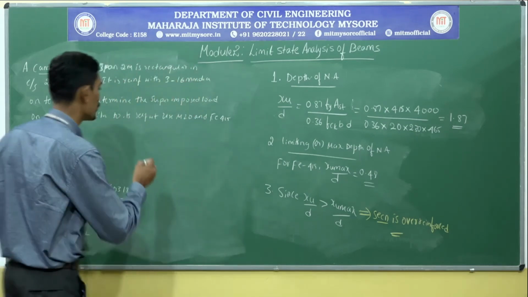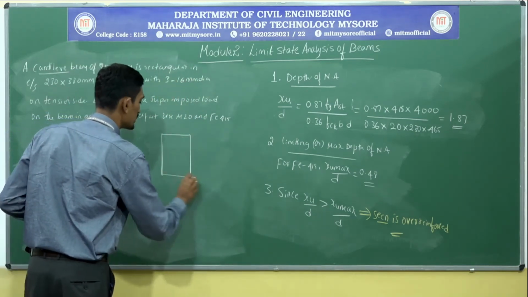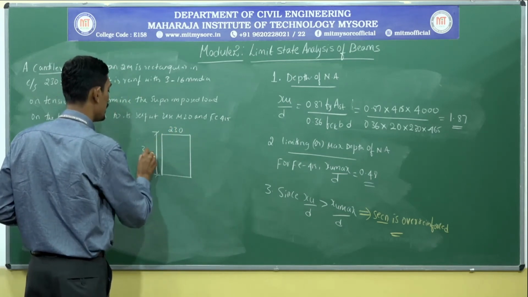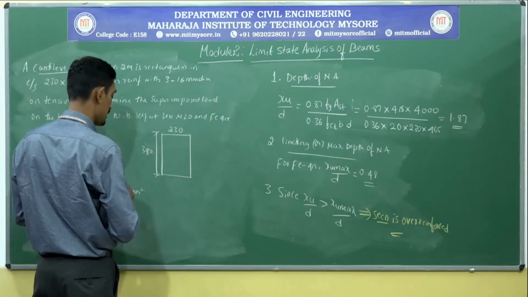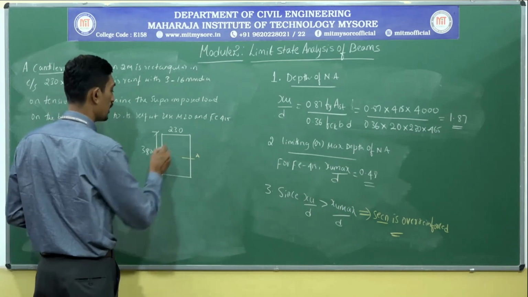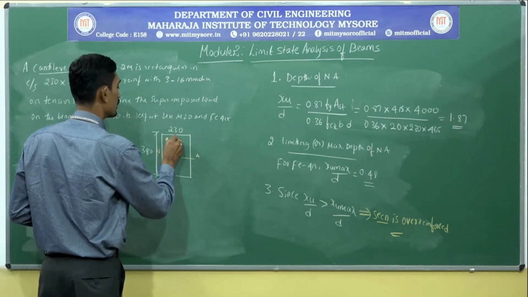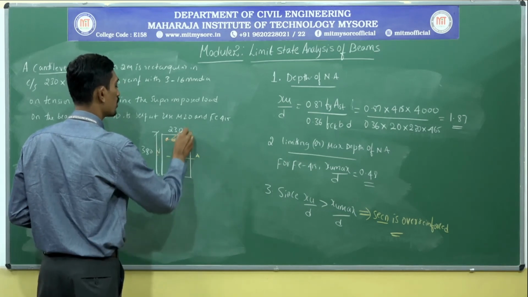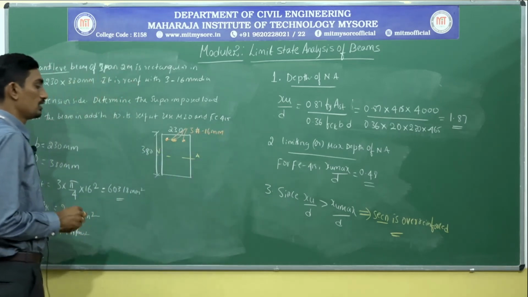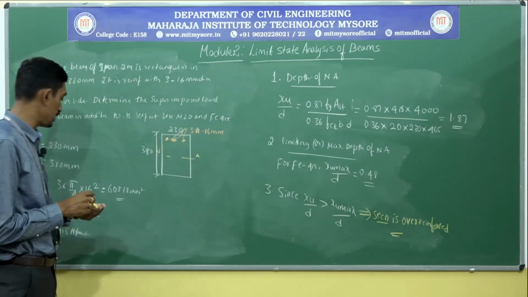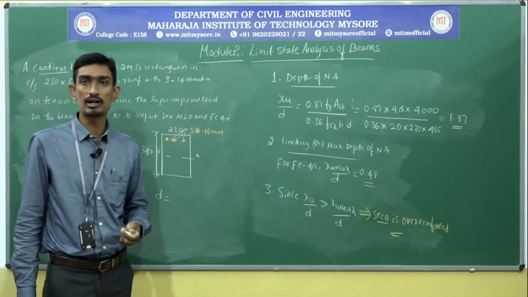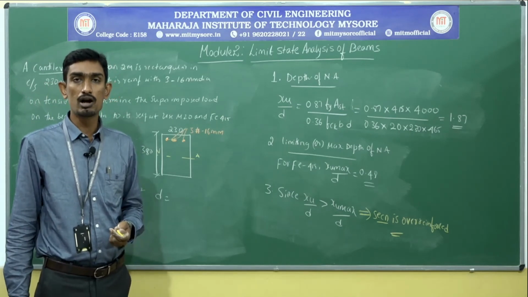So with this I am going to draw the diagram once again. So B works out to be 230, overall depth works out to be 380, and since it is a symmetrical section, the depth of neutral axis will be exactly at the middle. And this will be the reinforcement, 3 numbers of 16 mm. Now the very important thing you need to observe here is they are not being given the effective depth. They are given the overall depth.